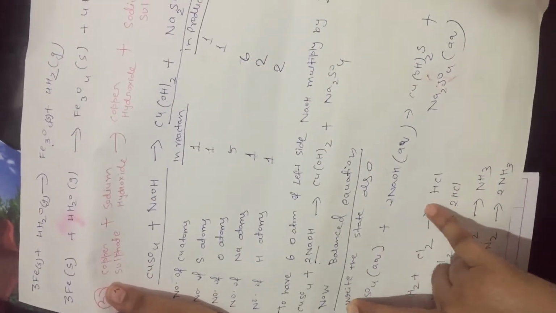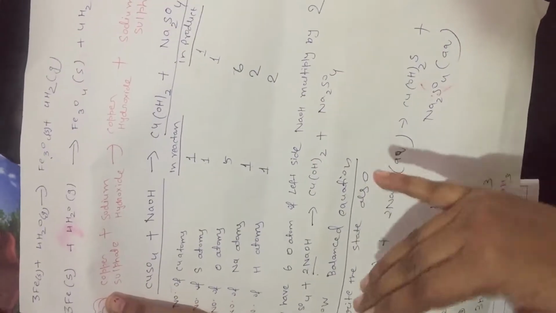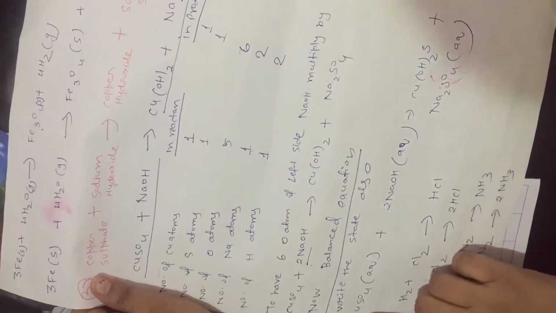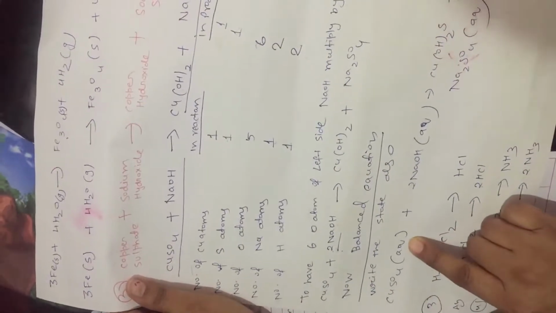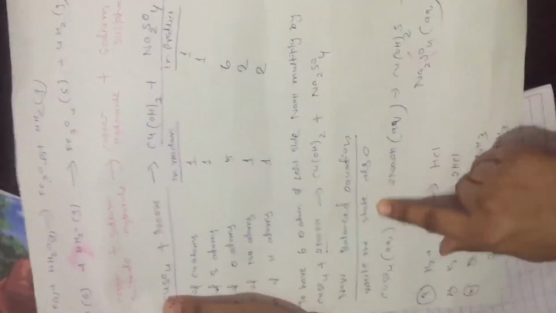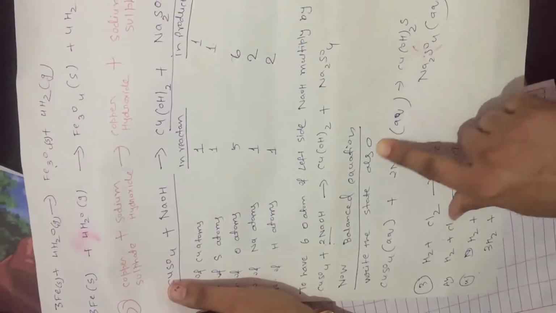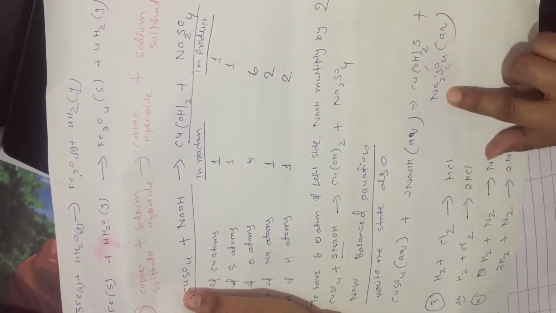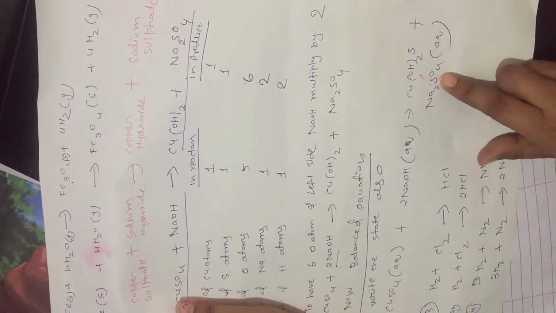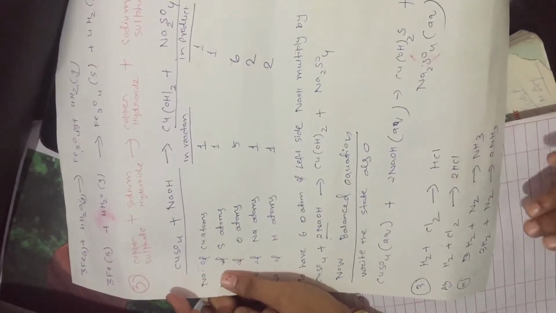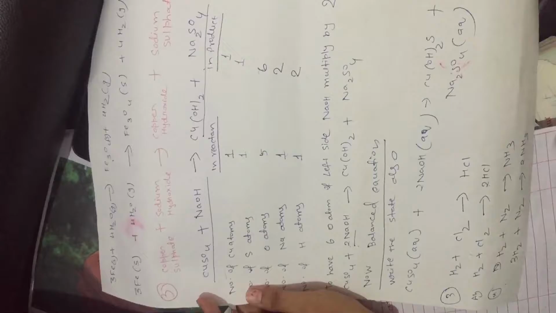So this is a balanced equation, but finally, after balancing, we should also write the state of each substance. So we write copper sulfate aqueous, because we are taking copper sulfate in aqueous form, and NaOH, sodium hydroxide, we also take in aqueous form. The copper hydroxide which we got is in solid state, and sodium sulfate, Na2SO4, is in aqueous form. We are going to take another example, then it becomes very clear.